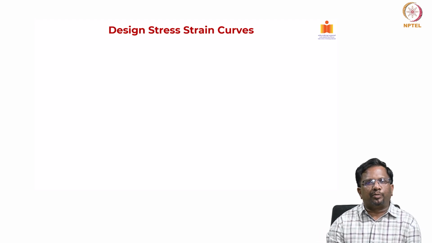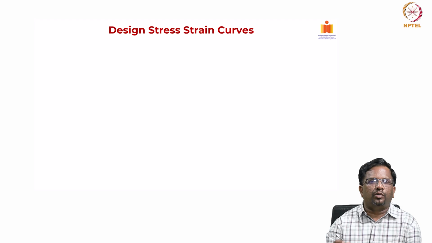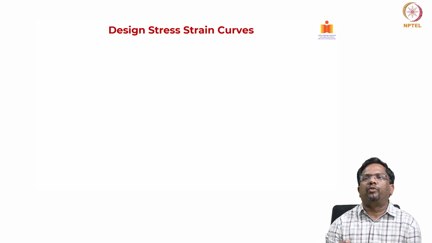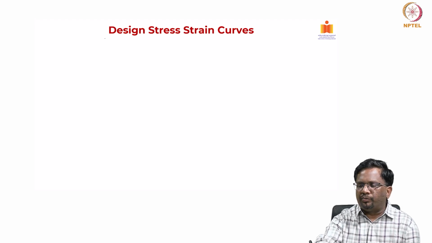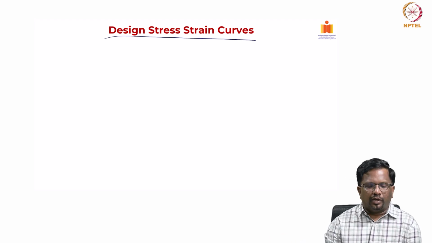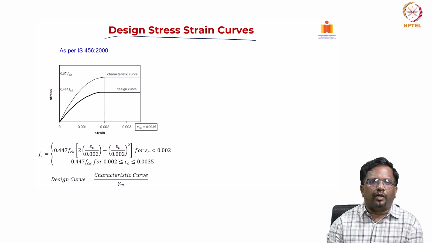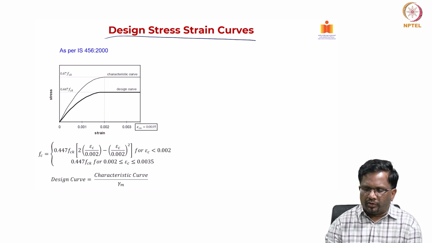Now, for design purposes, I cannot use the actual property that I am getting from testing, right. I have to reduce it by applying some factor of safety, because you have to account for the variability in the material properties. So, that is why codes come up with design stress strain curves. Now, let us see what the design stress strain curves are. Again, in the advanced reinforced concrete design course, we spent quite a bit of time on defining what characteristic strength is and so on, right.